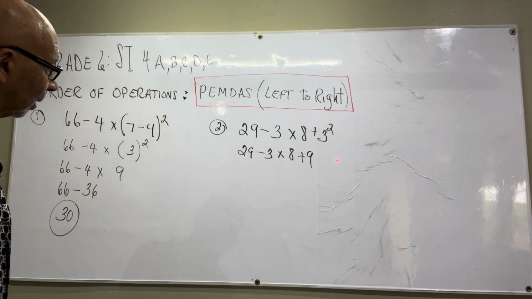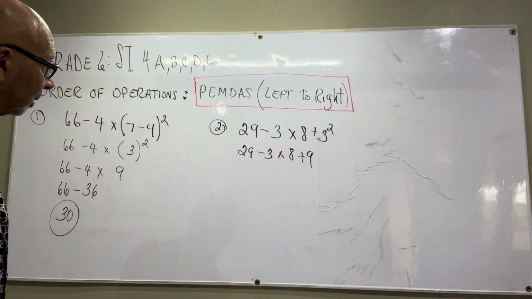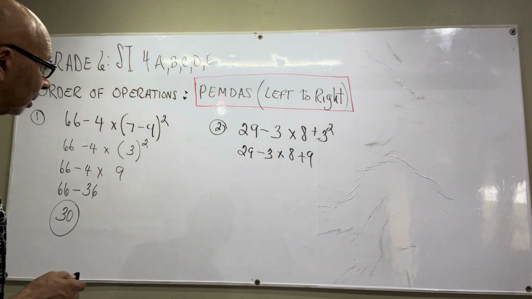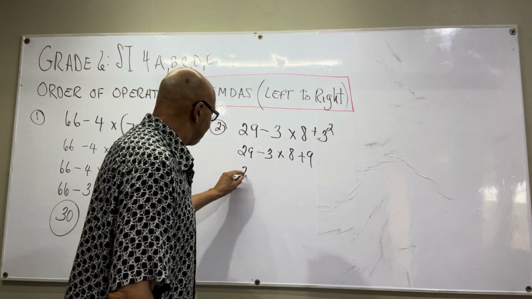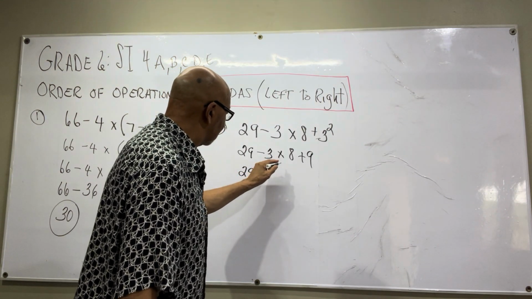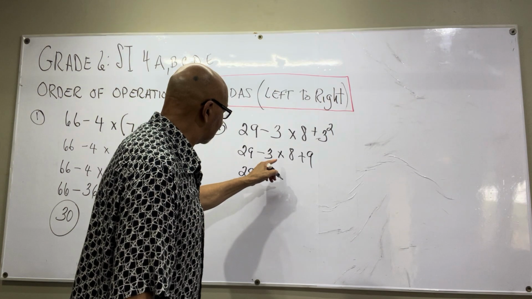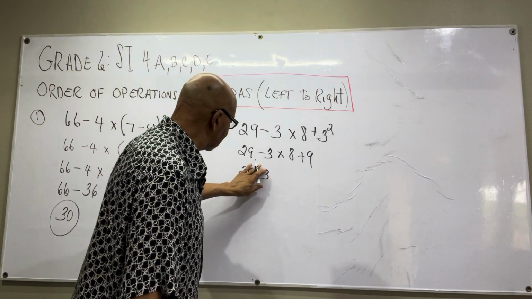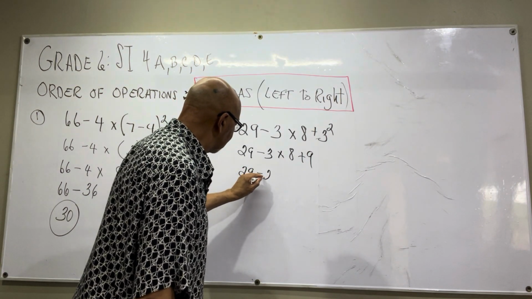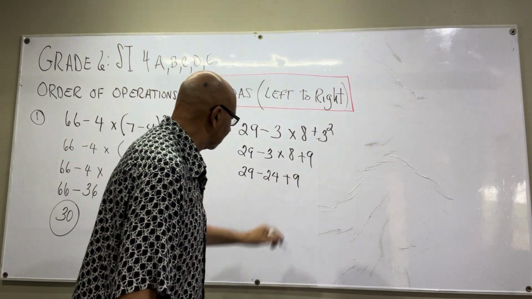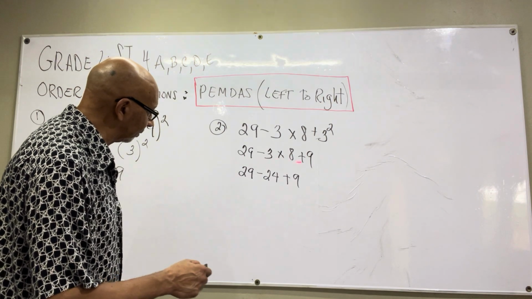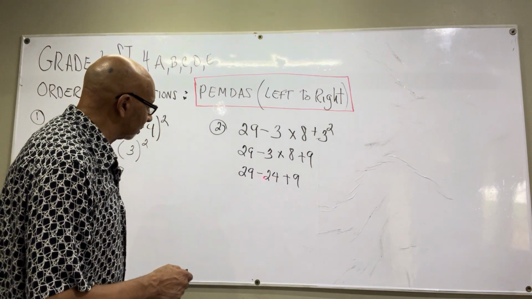So going from left to right, there is some multiplication. I didn't have any parentheses. I eliminated the exponent. Now I have to do the multiplication. So 29 minus 3 times 8 plus 9. So 3 times 8 is 24. If I'm going from left to right, now I have to do 3 times 8, because that's left to right. 3 times 8 is 24.